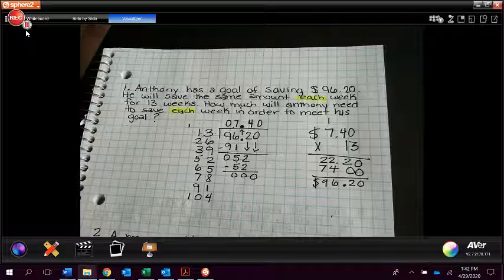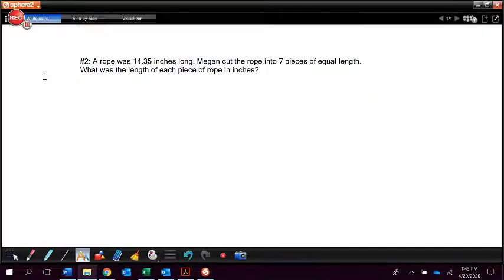I'm going to go ahead and write it, and you're going to be writing it in a minute. Here's our problem number 2. Make sure you write it down. It says, a rope was 14.35 inches long. Megan cut the rope into 7 pieces of equal length. What was the length of each piece of rope in inches?